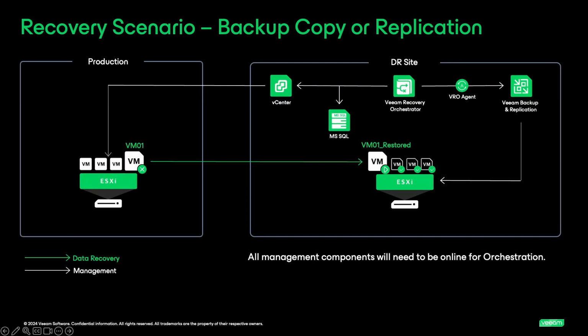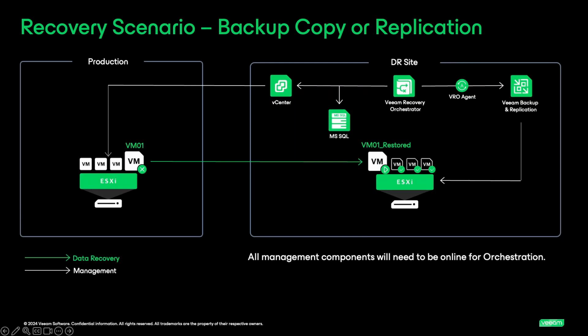For example, we're showing that we're taking a production VM, and we're going to run a replication job to create a standby replica of the VM. And because all of the Recovery Orchestrator components exist in the DR site, say we lose production, we can easily fail over to that VM as part of our recovery plan.